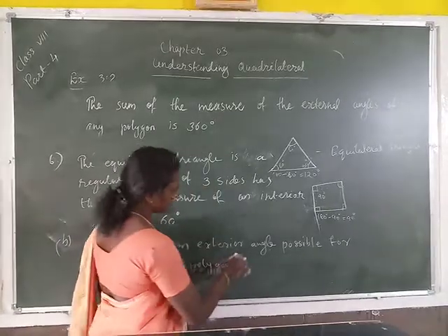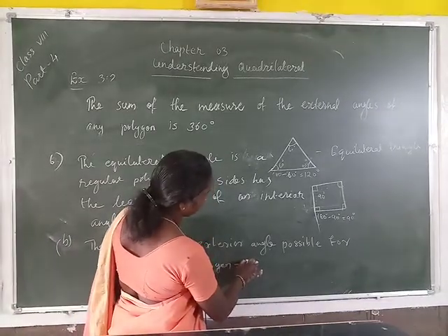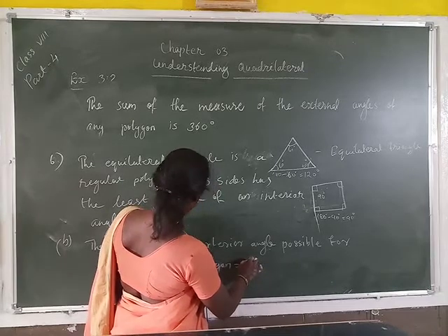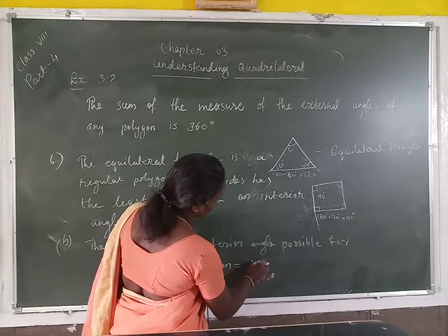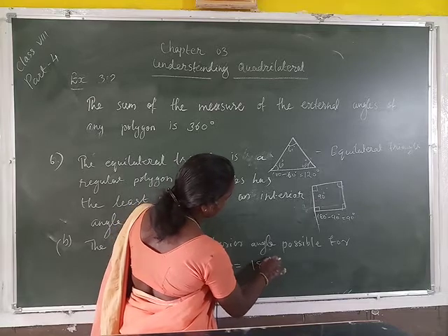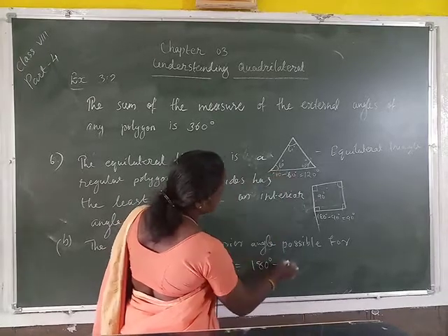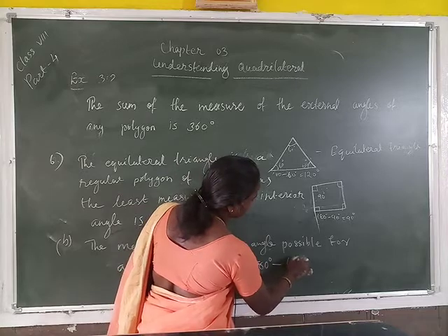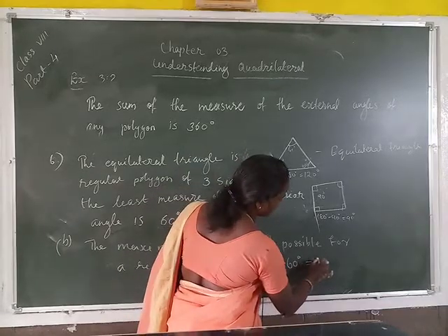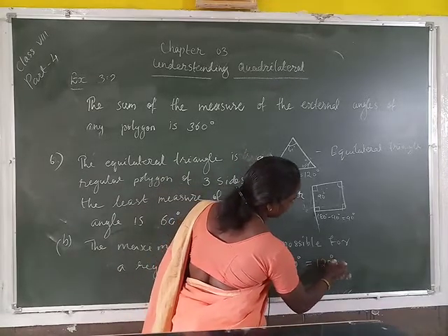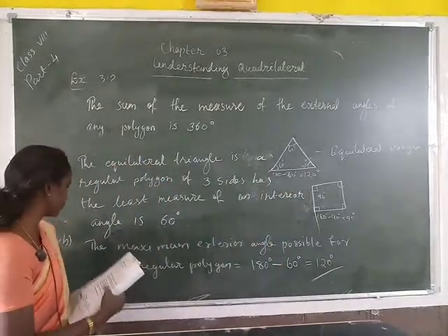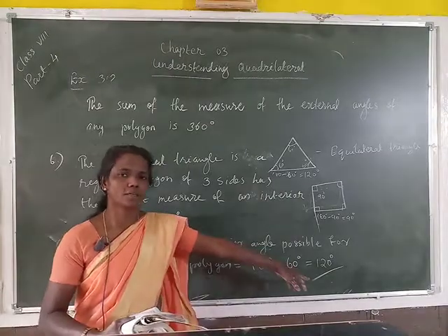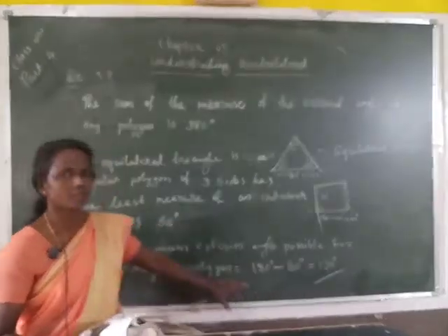The greatest exterior angle of a regular polygon is 180 degrees minus how many? 60 degrees is equal to how many? 120 degrees. The maximum exterior angle possible for a regular polygon is 120 degrees. Then okay.